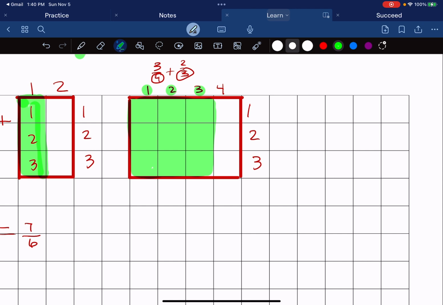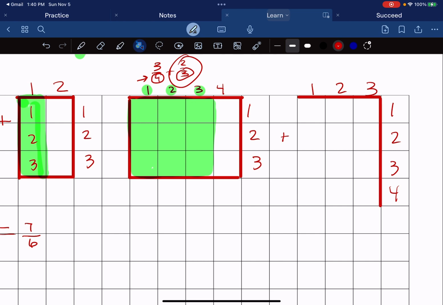So now let's come over here. I'm going to add 2/3 to it. So my denominator is a 3 for my 2/3. So I'm going to count across 1, 2, 3. And my denominator over here was a 4. So I'm going to count down 1, 2, 3, 4. So then I come across 3. I come down 4. And I can make my model. On this one, I need 2 out of 3 shaded in. So I have 1, 2, and I'm going to shade all the way down.